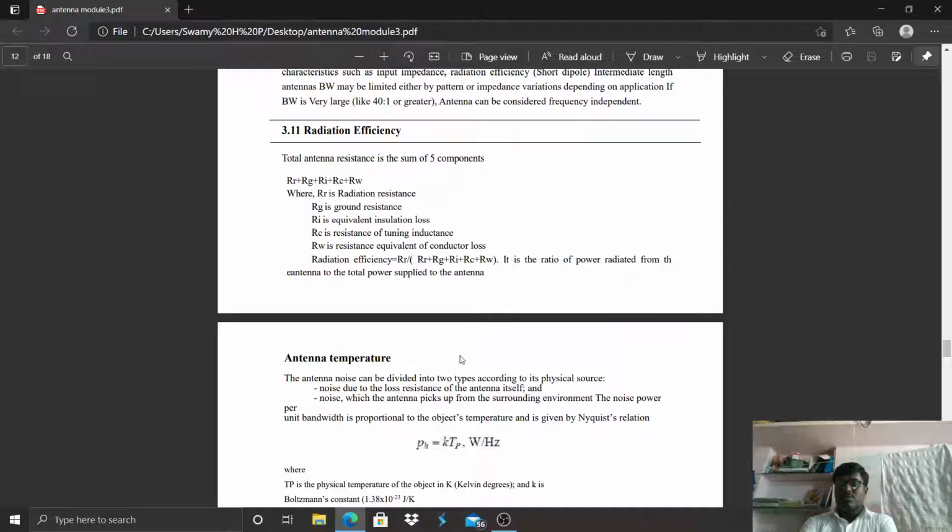And also radiation efficiency is defined as the ratio of power radiated from the antenna to the total power supplied to the antenna.